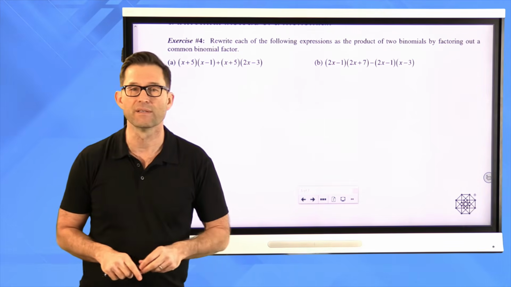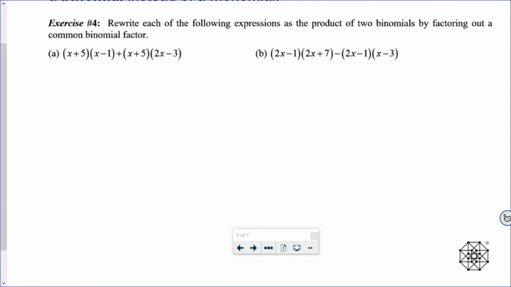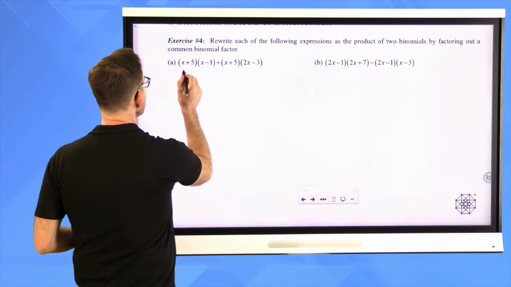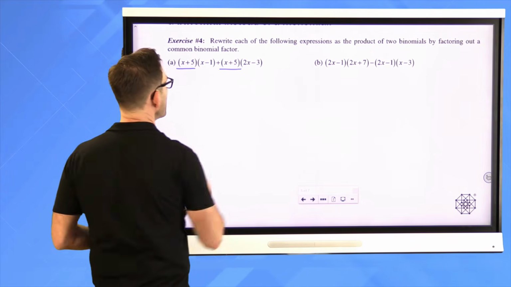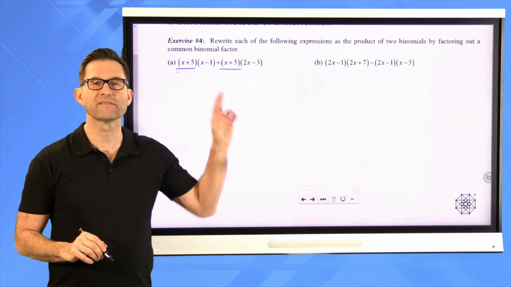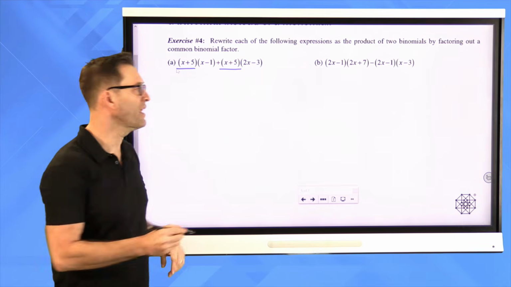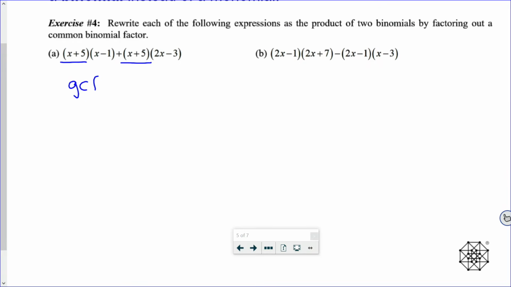Let's take a look at exercise number 4. Rewrite each of the following expressions as the product of two binomials by factoring out a common binomial factor. Letter A: x plus 5 times x minus 1 plus x plus 5 times 2x minus 3. All right, so this is actually kind of cool, right? Because we can literally see what is common in this expression. Keep in mind, we have something times something plus something times something. That x plus 5 is your GCF, right? A GCF of x plus 5.